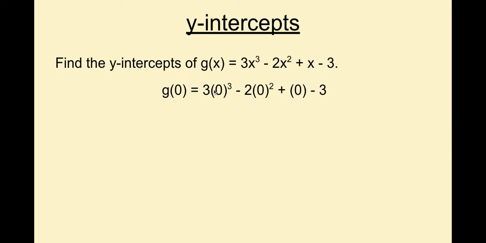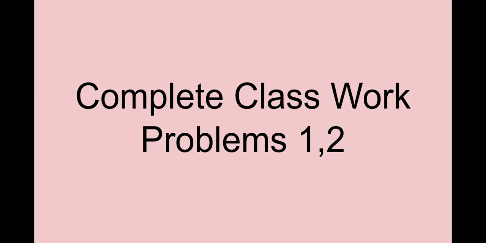Pretty nice. All the x's are 0, then all these terms are 0, and we're left with this term right here. So when we're looking for y-intercepts, when x is 0, y is negative 3, it's the exact same thing as the constant. That's why we've been talking about the constant term. If you see the constant term or can figure out the constant term, that's the y-intercept. So you want to stop the video and do classwork problems 1 and 2.